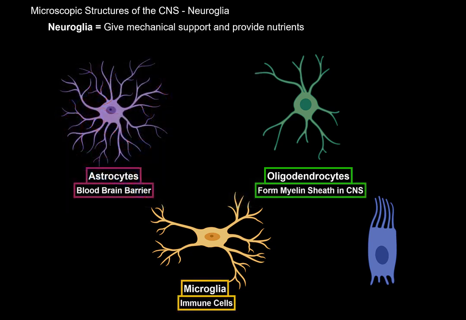We got microglia, which are the smallest neuroglia. These are basically the immune cells of the central nervous system. They can do everything a macrophage does, like phagocytosis, and they migrate between the tissue. And lastly, we have ependymal cells, which line all the cavities within the brain and the spinal cord. So that was the two main categories of cells in the central nervous system, neurons and neuroglia.